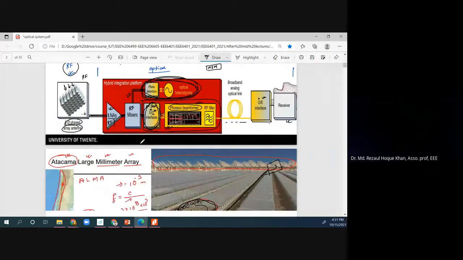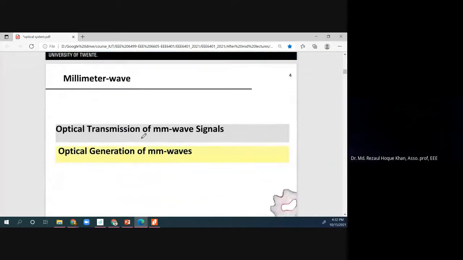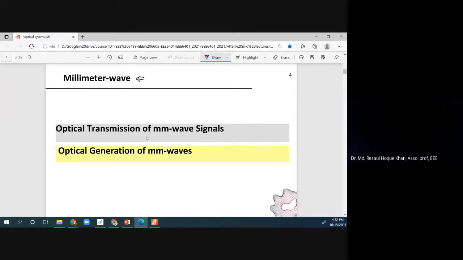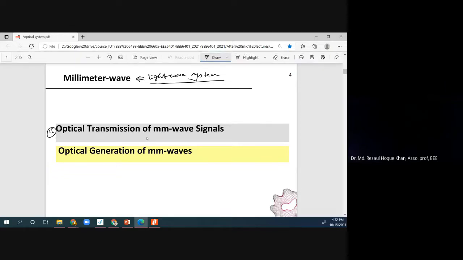I just try to give you some example of where the scope of using the ideas you have learned so far lies. We still call it a millimeter wave system or light wave system, which is in the millimeter range. So we have come to an understanding that we have two scopes of implementation of our light wave system. One is the optical transmission of this millimeter wave, and two is the optical generation of millimeter wave.